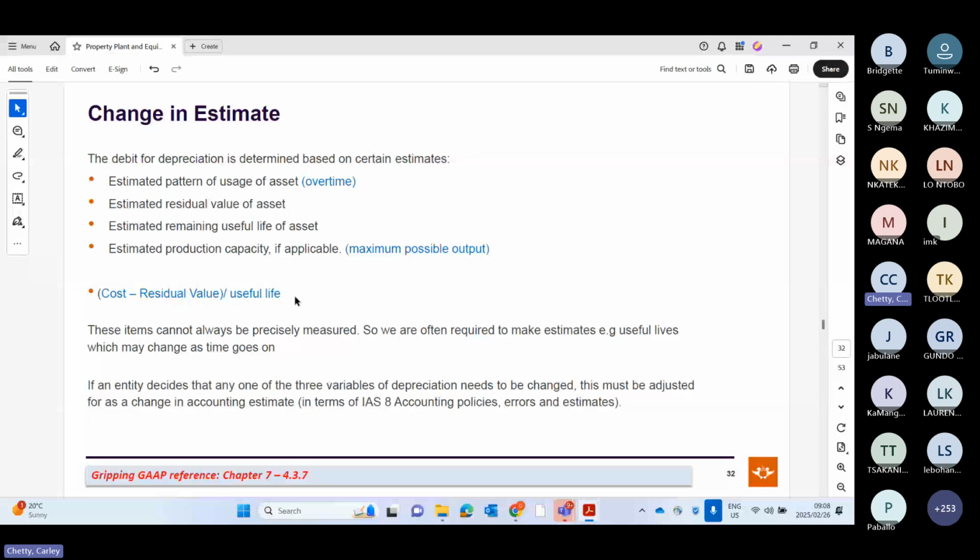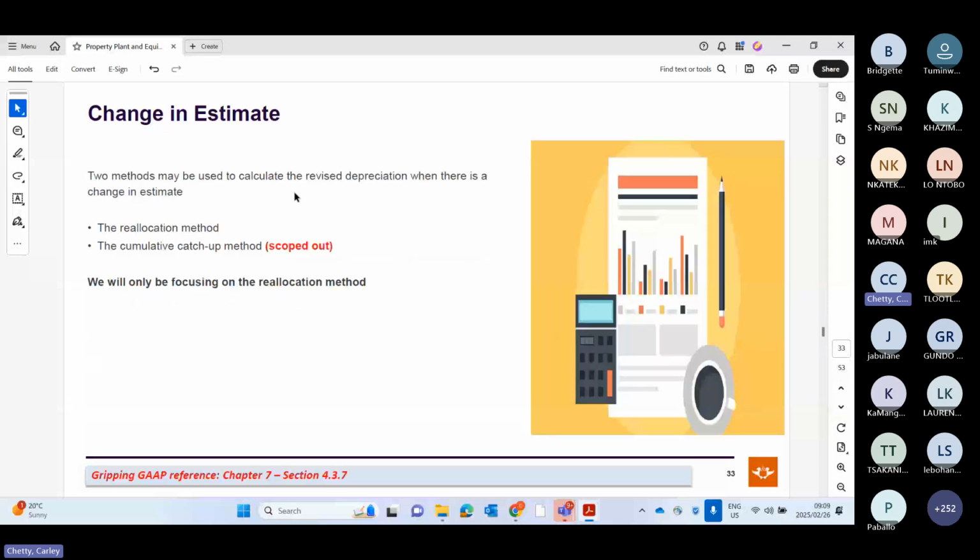The accounting standard is IAS 8, which is Accounting Policies, Errors, and Estimates. Okay, so we need to look at a change in estimate. There are two methods or ways you can do a change in estimate: the reallocation method and the cumulative catch-up method. We are only going to look at the reallocation method. The cumulative catch-up method has been scoped out. So we will only be focusing on the reallocation method.